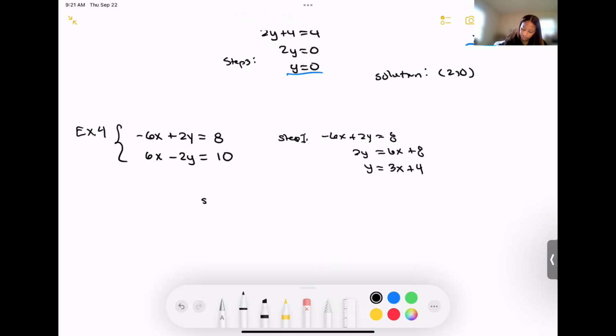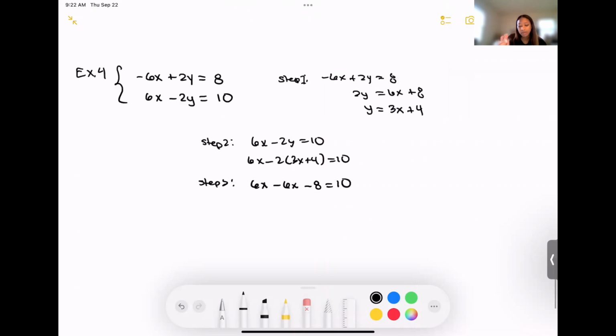All right, then we substitute this into the second equation. So for 6x minus 2y equals 10, we replace the y with 3x plus 4. So we get 6x minus 2 times (3x plus 4) equals 10. All right, then we solve this. If we distribute that negative 2, that's 6x minus 6x, and then we would have minus 8 equals 10.